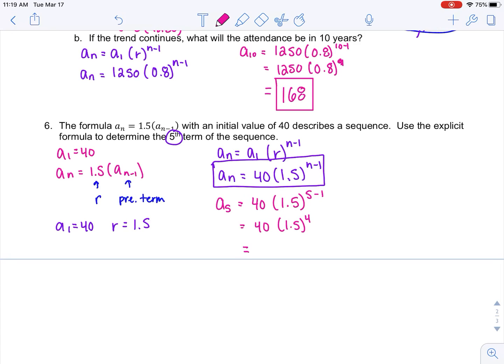Once again, all of that goes on the same line in your calculator. Or if you're going to do it piece by piece, do the 1.5 to the 4th power first, then multiply that number by 40. And when you do that, you should get that your answer is 202.5. So the 5th term is 202.5.